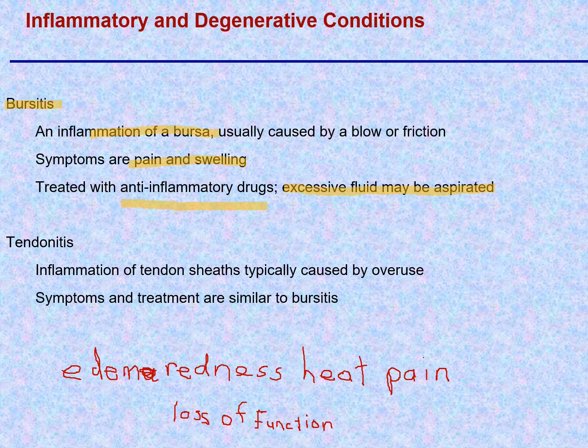Another type of inflammatory process around the joint is tendinitis. And this is really the inflammation of the tendon sheath, which is a type of elongated bursa, as I've told you. Very similar in the end to bursitis.